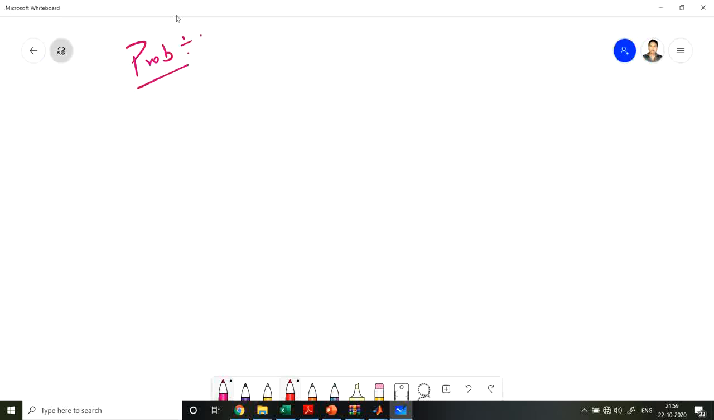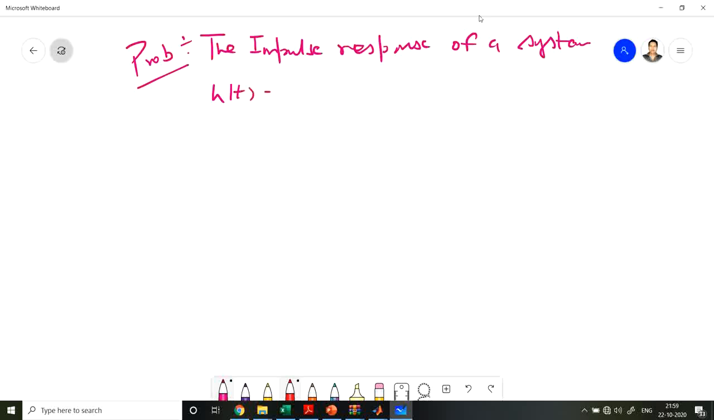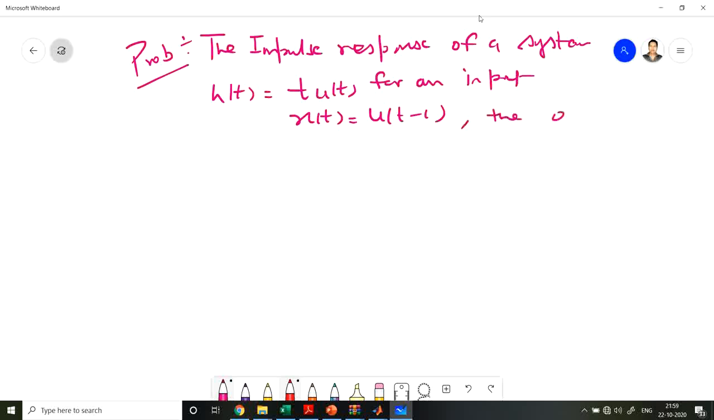So the problem is: the impulse response of a system is given as h(t) = t u(t), for an input x(t) = u(t minus 1). Find out the output.